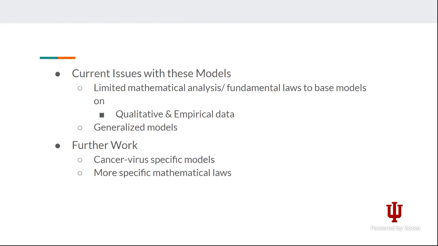There are some models that are suited to one type of cancer cell and one type of virus, but I was probably just going to go with one of the general types. And then for ways to expand, I could look into a cancer-virus specific model for a certain type of cancer, and then also just getting more specific mathematical laws.